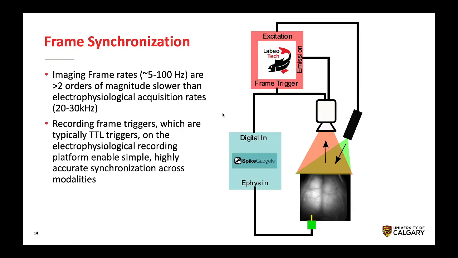Since imaging frame rates are several orders of magnitude slower than ePhys acquisition rates, the simplest way to synchronize across modalities is to record your frame triggers on your ePhys acquisition system. So presuming you have both modal systems independently operational, the only thing you need is a single BNC splitter.